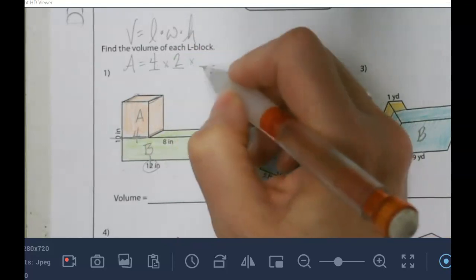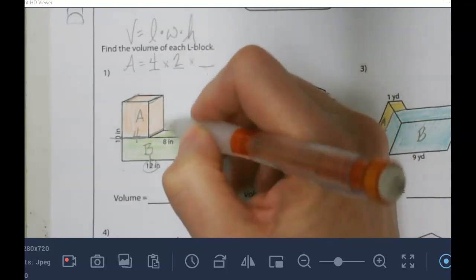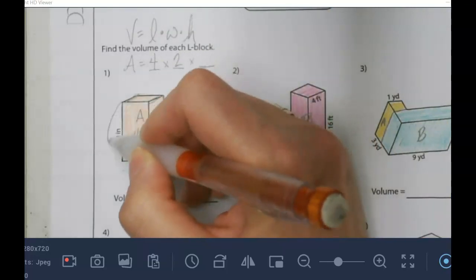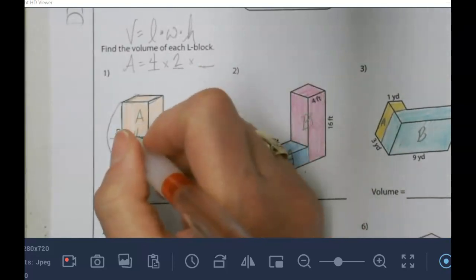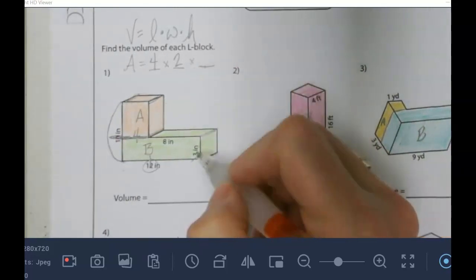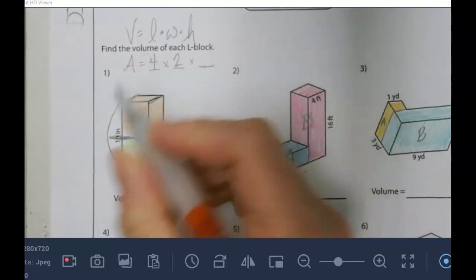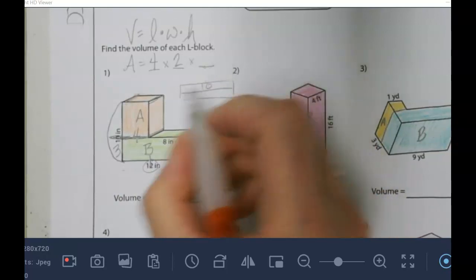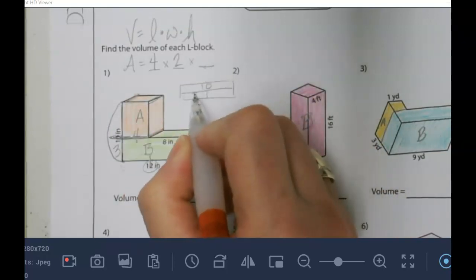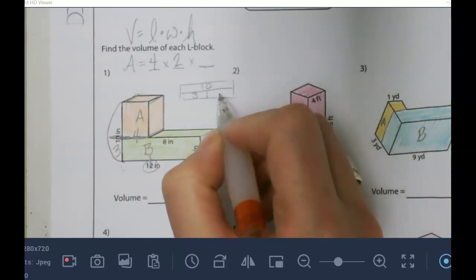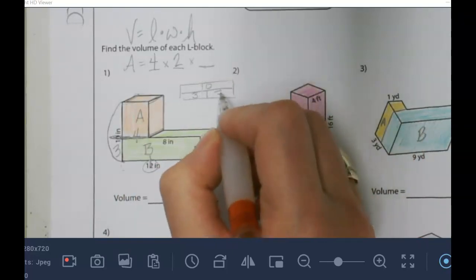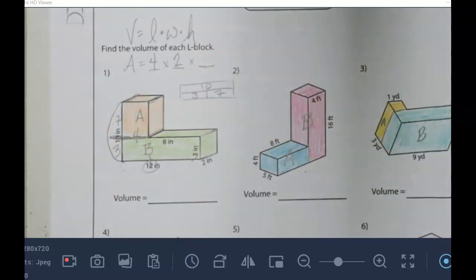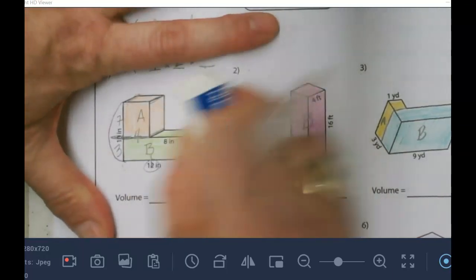Okay, now I'm looking for my last measurement for shape A. There's no measurement given on that height or that height, and the 10 is for the entire thing. We only need it right there. So I can see this parallel line, but that one equals 3. So once again, if we have part whole, the whole is 10, one part is 3. What is that other part that will equal 10? 7, okay, because 7 plus 3 equals 10. So 7 is the height for shape A, okay?